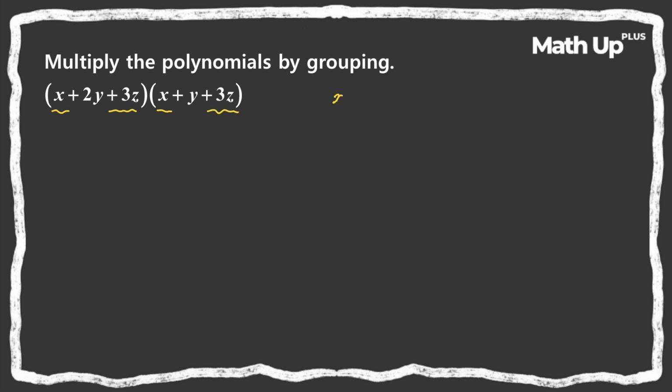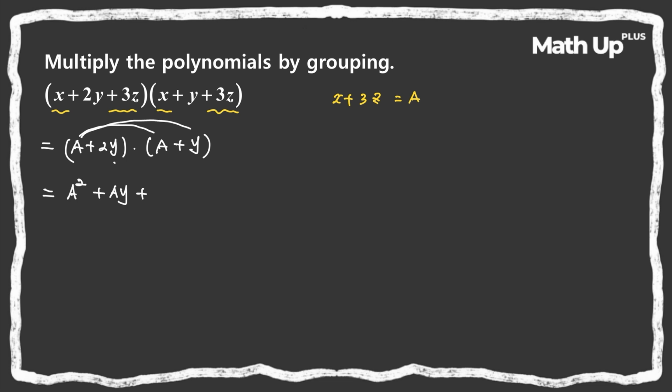So we're going to let x plus 3z be equal to a. Then this is equal to a plus 2y times a plus y, right? And if we expand this using the FOIL method, a times a, that's a squared. A times y, that's plus ay, plus 2y times a, that's 2ay, plus 2y times y, 2y squared. And this is equal to a squared. We have ay, 2ay, so plus 3ay plus 2y squared.